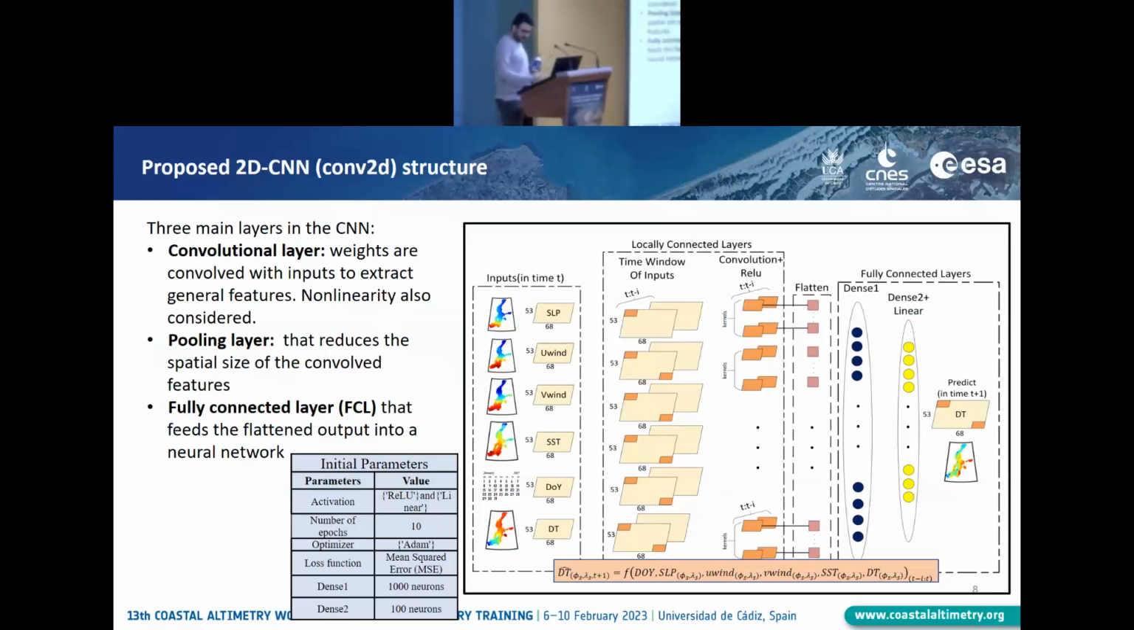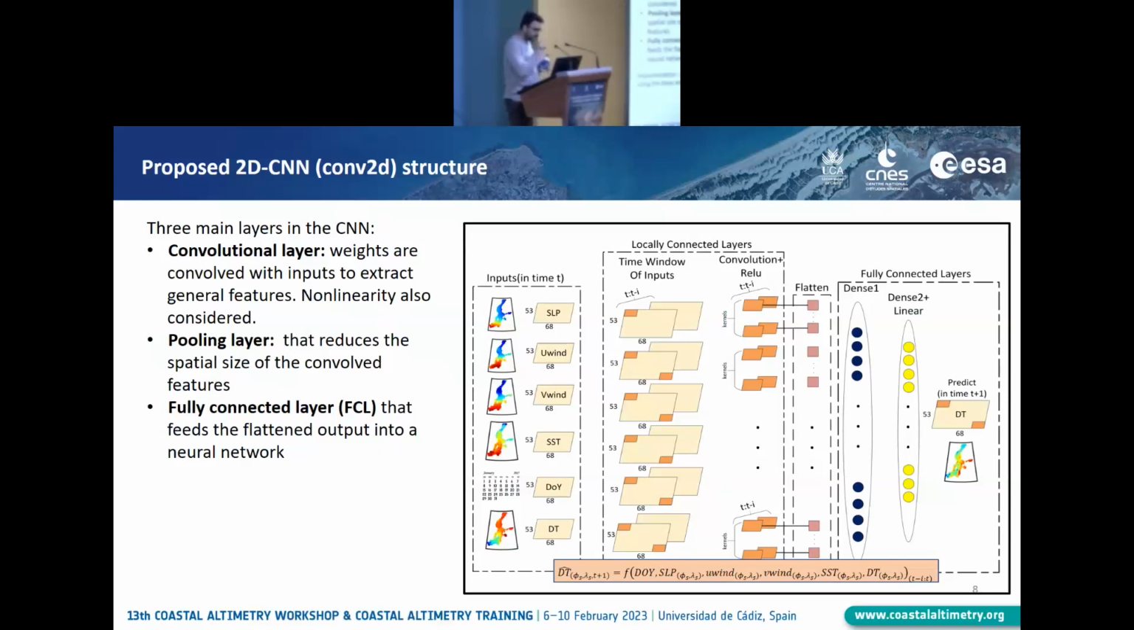and feed them into the feed-forward neural network. We have some initial parameters like the activation function, number of epochs, optimizer, loss function, and also the number of neurons in the dense layer. The implementation was done in Python 3.9 using the Keras and TensorFlow frameworks. And by the equation, we want to find the best function f to relate the predictors to our final forecast, especially in the temporal domain.